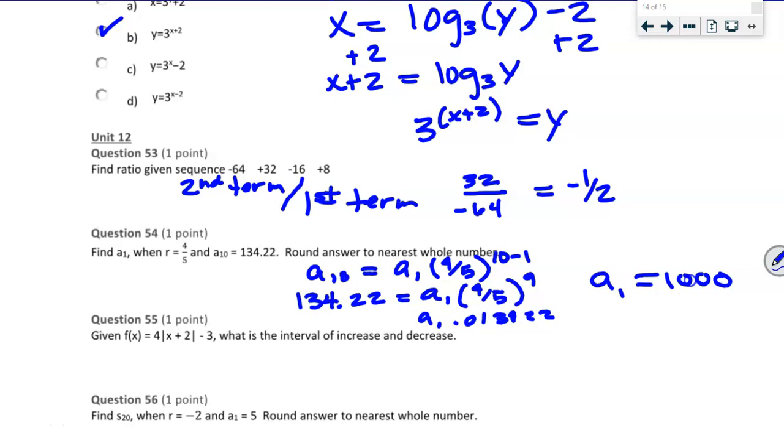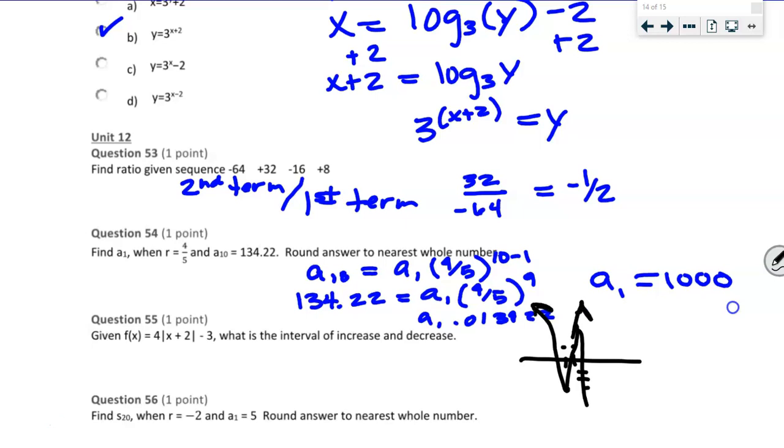Okay? So the next one says, given that f of x equals 4 absolute value of x plus 2 minus 3, what are the intervals of increase and decrease? So on this one, I know that this graph is going to open up like this, right? And, sorry, let me redo that. It's going to have a vertex of -2, -3. So 1, 2, 1, 2, 3. It's going to have a vertex down here, and it's got a slope of 4. So it would be going up like 1 over 1 right there. So it's going to be something like this, right?